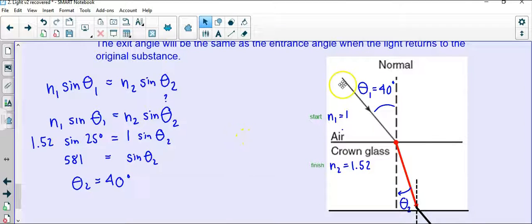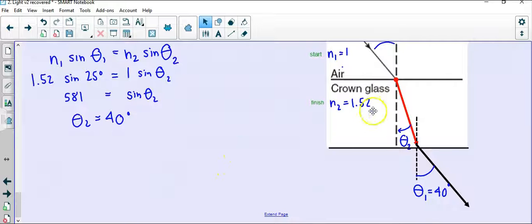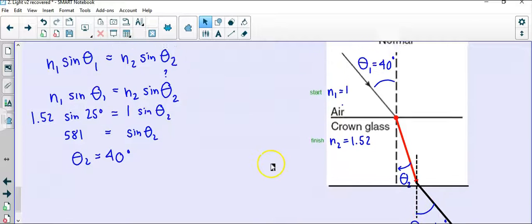So here we have a light ray starting in air and going to crown glass. The angle of incidence is 40 degrees. The angle of refraction is 25 degrees. Now, when that same light goes from crown glass back out into air, the 25 degree refracted angle now becomes a 25 degree incident angle to the same kind of boundary, and it then refracts back out at its original angle of 40 degrees. Here's the proof for that.